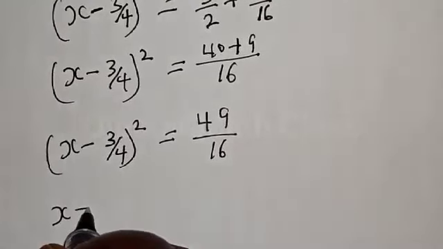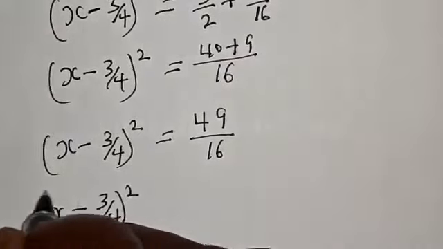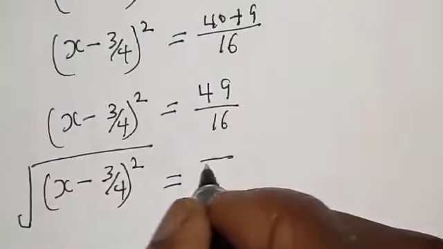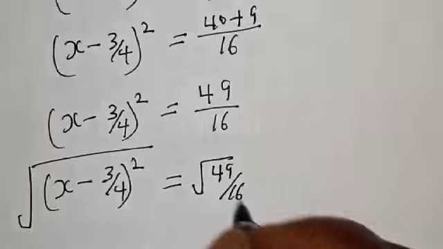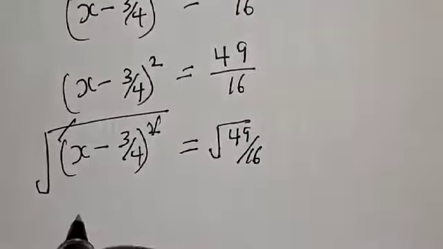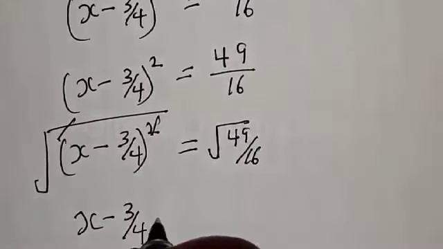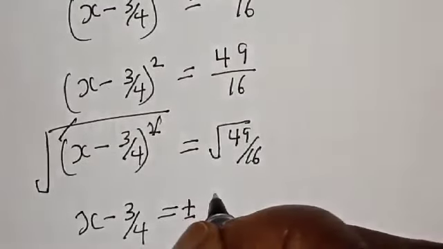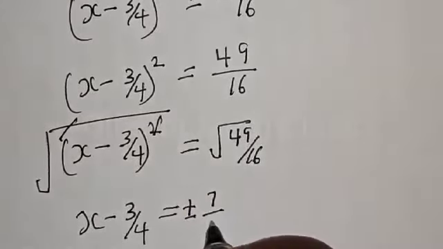x minus 3 over 4 all squared, then the square root, which is equal to what? Square root of 49 over 16. This will cancel this. Then we are left with x minus 3 over 4, which is equal to square root of 49, we have plus or minus 7, over square root of 16, which is 4.